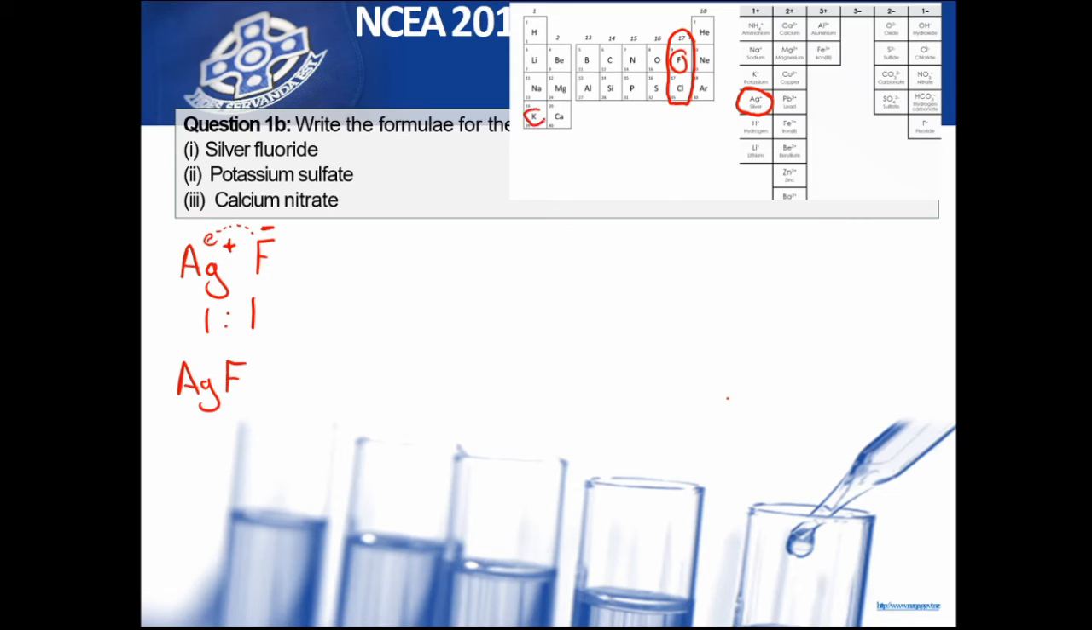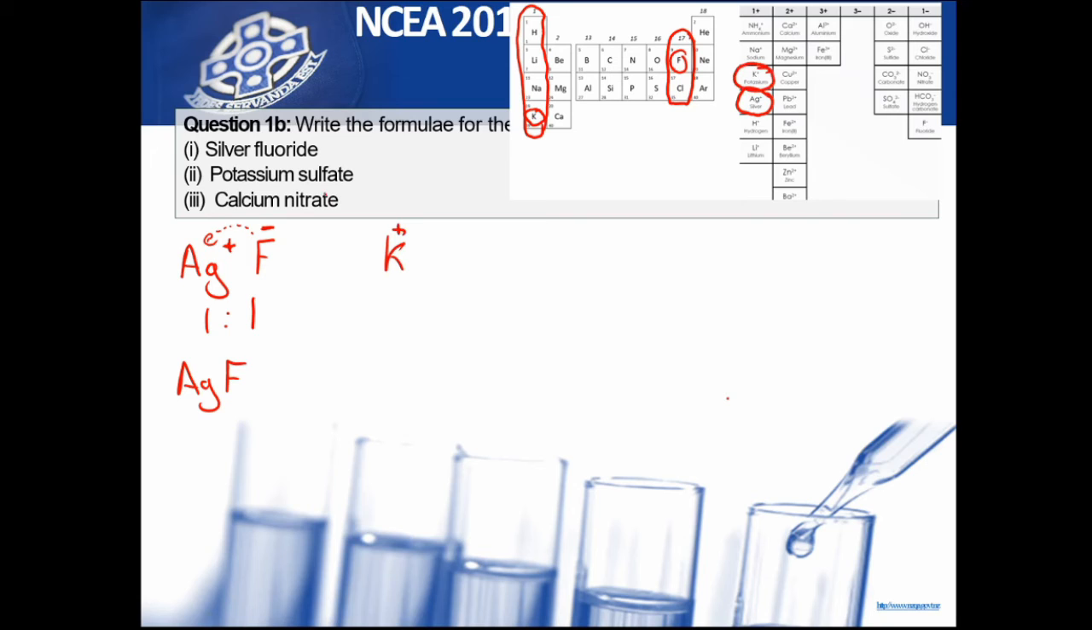Next one, potassium sulfate. Potassium, over here, it's a K for kalium, which is the German word for it. And it is in group 1, which means that potassium wants to give away how many? Just 1. And there it is.